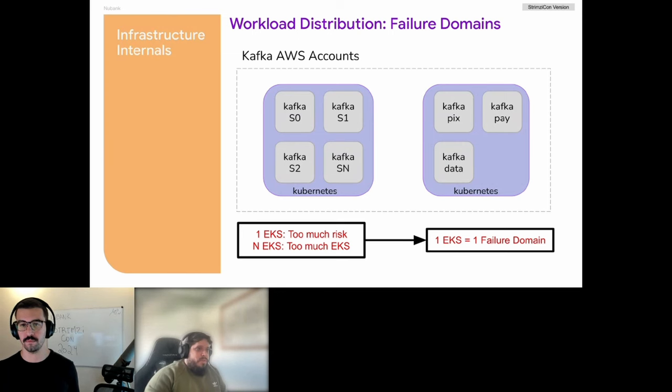So we came up with a solution that's failure domains. The failure domains are AKS clusters where we can deploy some Kafkas and split them depending on the criticality of the Kafka that's running in each AKS.